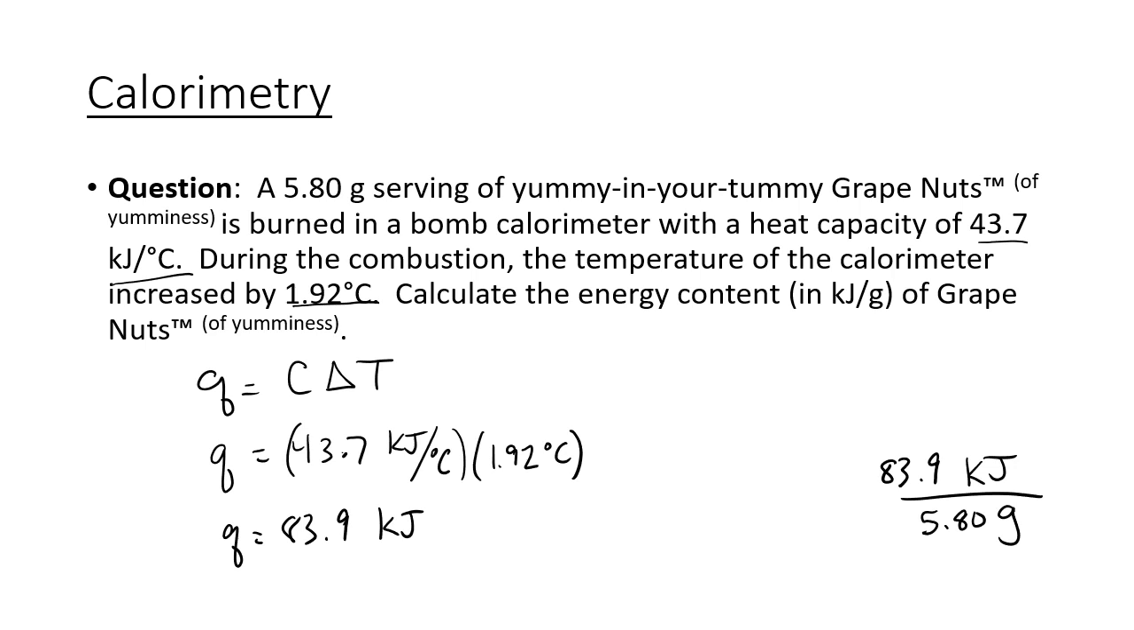We didn't use the 5.8 grams in the calculation itself because those are referring to two different things. And notice there also isn't any gram in our unit, so that would have created some gram unit confusion. If I divide 83.9 by 5.8, that would give me a value of 14.5 kilojoules per gram.